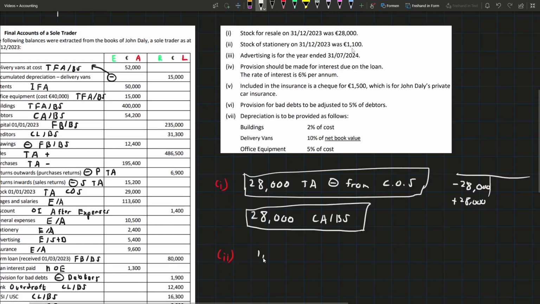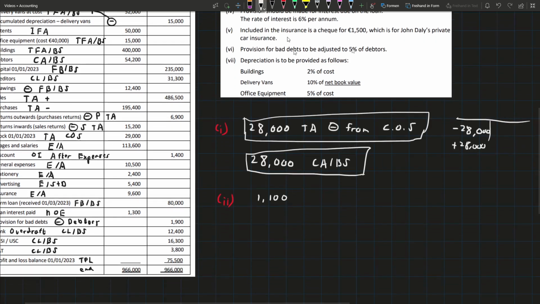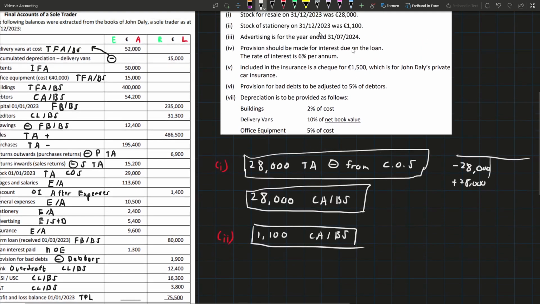Another example: stock of stationery was 1,100. Okay, cool. So basically what we're saying is 1,100 is for next year. Similarly to the closing stock, it's a current asset. And again, you can get a feel for that now. I'm doing it the other way around, but you can do it whichever way. I'm saying this much is a current asset, but that means we didn't use 1,100 this year, right?